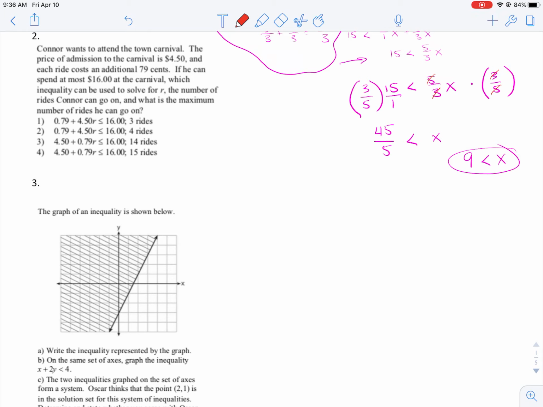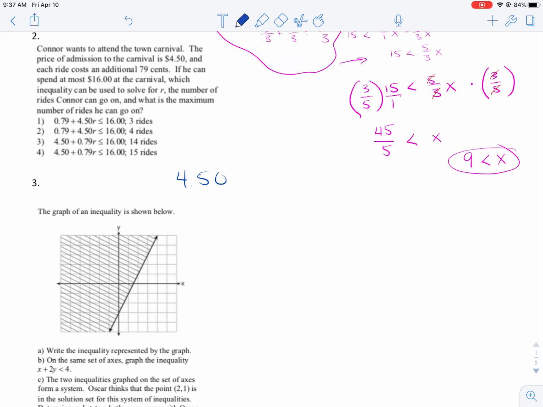Number 2. Connor wants to attend the town carnival. The price of admission to the carnival is $4.50, and each ride costs an additional 79 cents. If he can spend at most $16 at the carnival, which inequality can be used to solve for R, the number of rides Connor can go on, and what is the maximum number of rides he can go on. Okay, so we got a couple answers to go through here. Let me change up my color here.